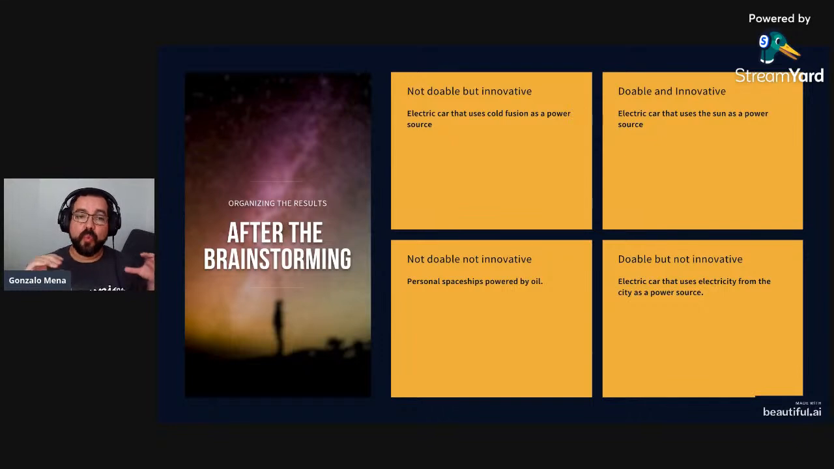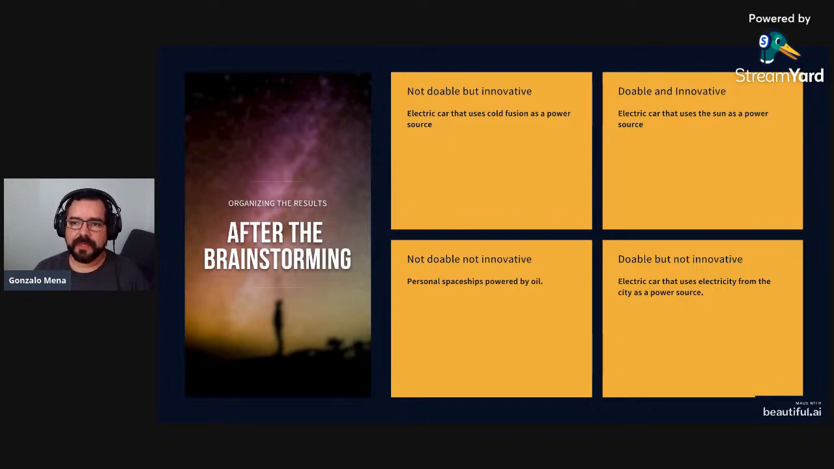And once you have all these ideas, you organize them in these 4 quadrants. On the top right, we have ideas that are doable and innovative. On the top left, not doable but innovative. On the bottom right, doable but not innovative, and bottom left, not doable and not innovative. So we pick each idea that we wrote on the paper and we classify it in one of these 4 squares. Let me put an example here.